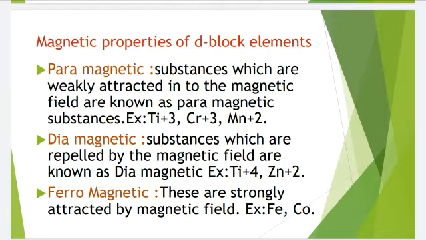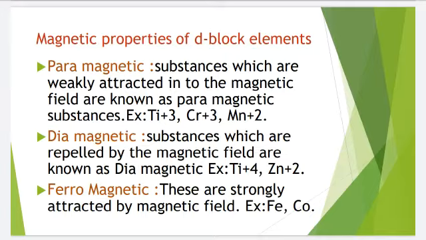Magnetic properties of d block elements. Paramagnetic property, diamagnetic property, ferromagnetic properties. What is paramagnetic property? Substances which are weakly attracted by the magnetic field when placed in an external magnetic field are known as paramagnetic substances. They have unpaired electrons. Ti3+, Cr3+, Mn2+ having unpaired d electrons. So those belong to paramagnetic.